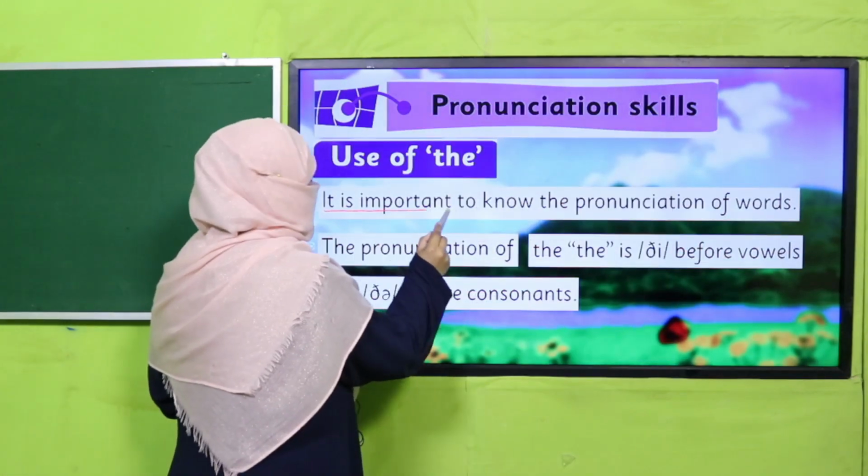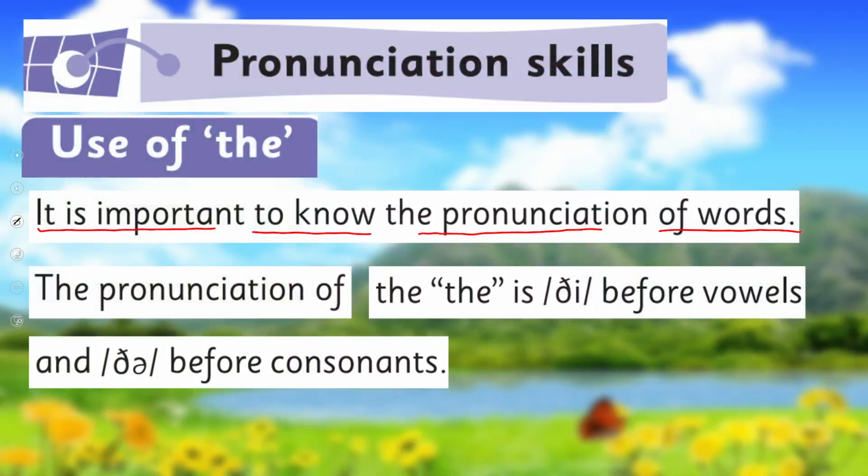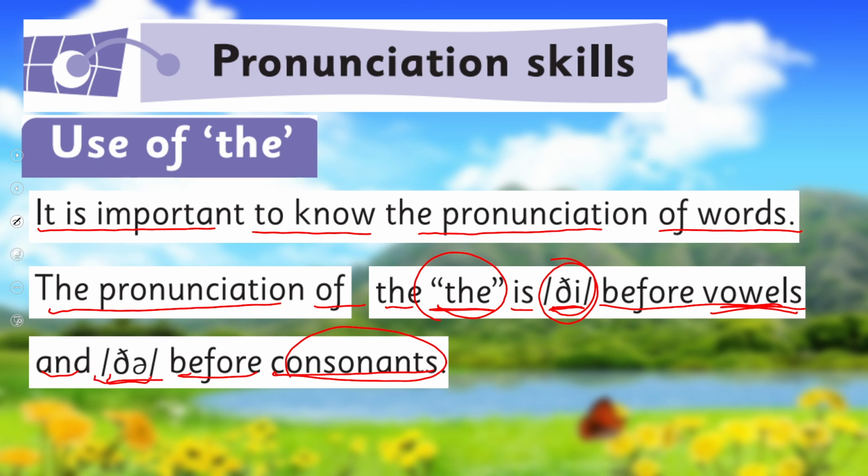It is important to know the pronunciation of words. Of course, that's what we are learning. The pronunciation of "the" is "thee" before vowels and "thuh" before consonants. What we learned from it means if you find this article in a sentence and the very next word is starting with a vowel sound, you will say it as "thee". Okay, and if the very next word is starting with a consonant, you will say it "thuh".